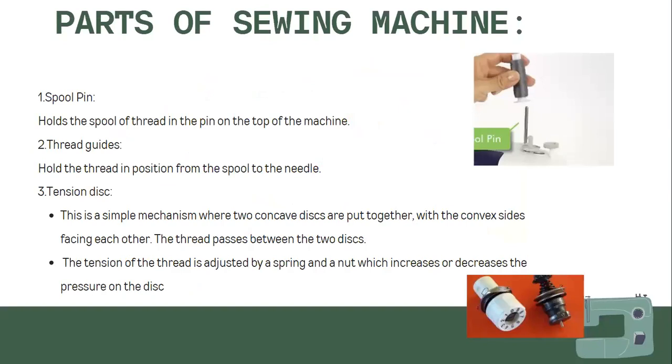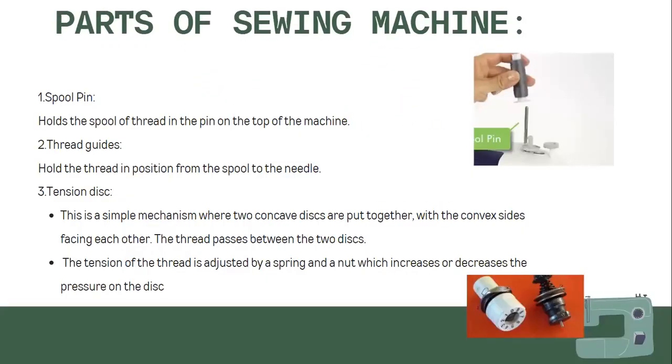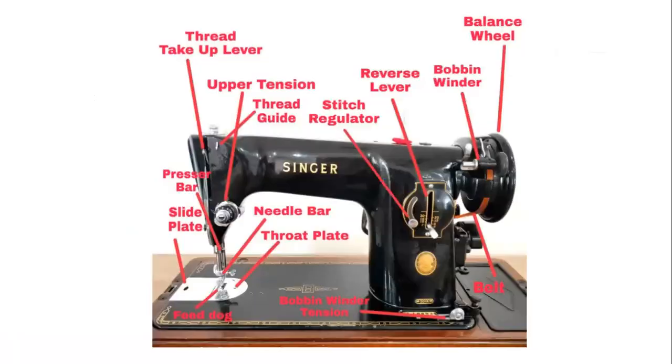So the first one is the spool pin. The spool pin is where you place the thread. This is the spool pin over here, a stick-like thing sticking out. This is where you place the thread. Then you have the thread guide. From the spool pin, the thread goes all the way here, and then it comes here, and then it winds over here, and then it goes to the needle.